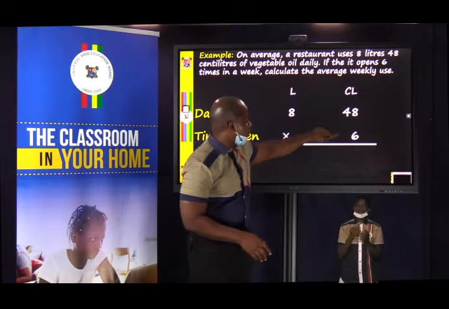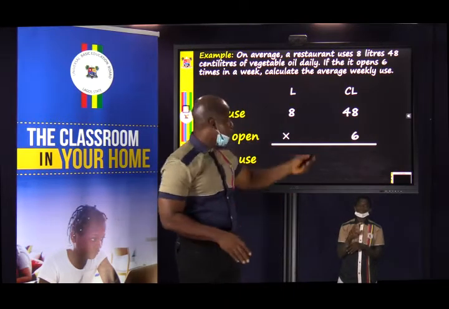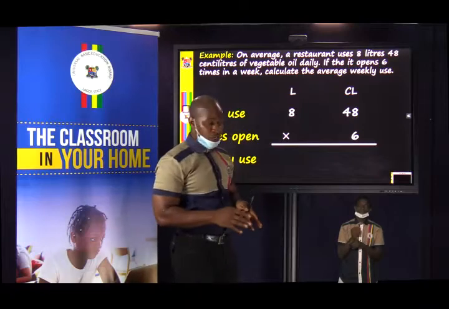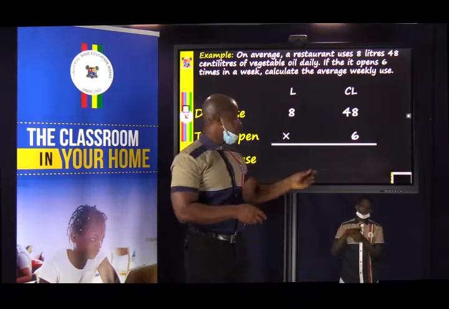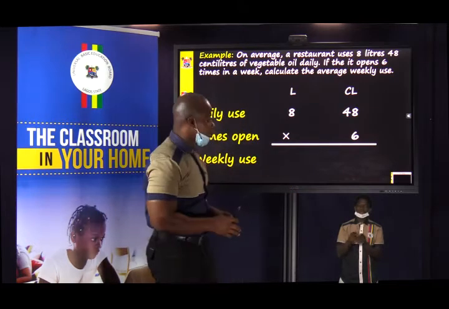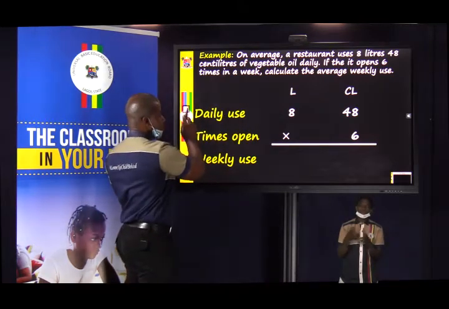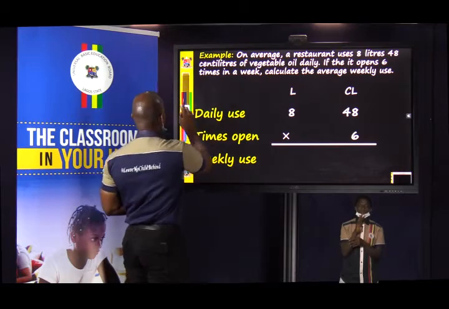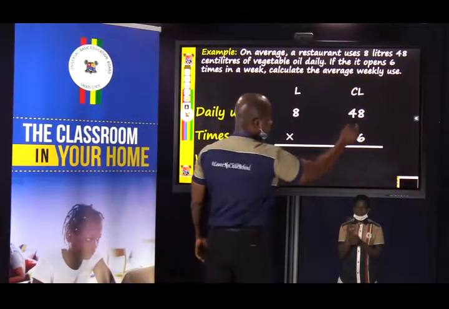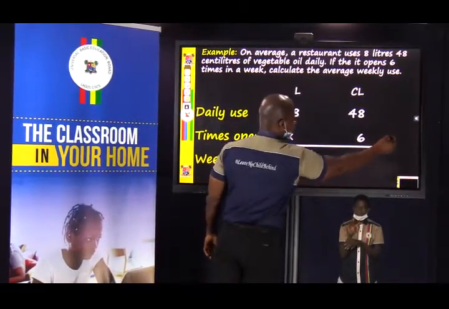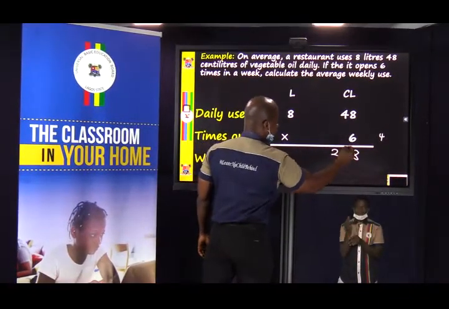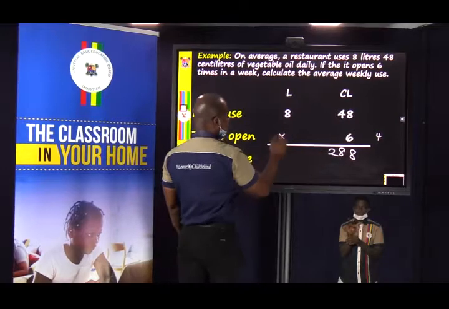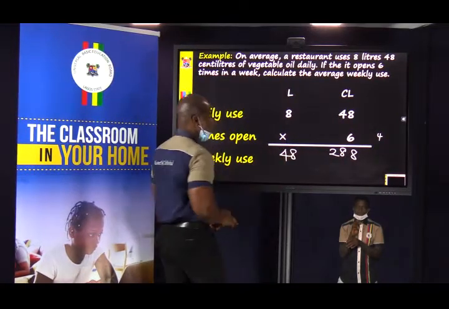I'll say that again. Multiply the centiliters, get your answer. Multiply the liters, get your answer. And check if the centiliters have spilled over into the liters, and then regroup and add appropriately. So let's see. 6 times 48. So 6 times 8 is 48. We regroup 4. 6 times 4 is 24 plus 4, that is 28. And so 6 times 8 here is 48.